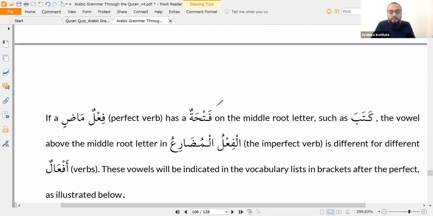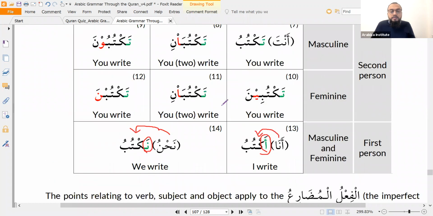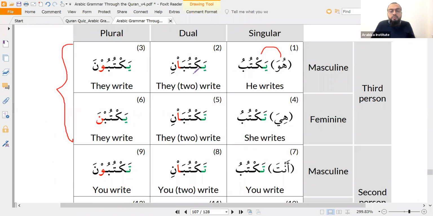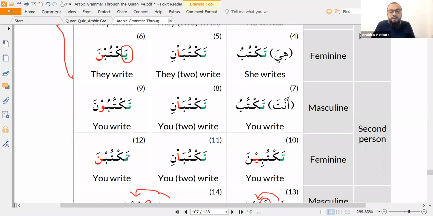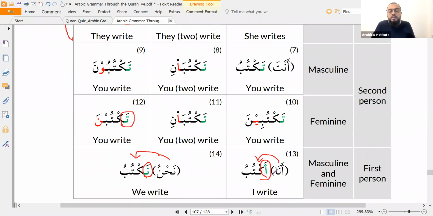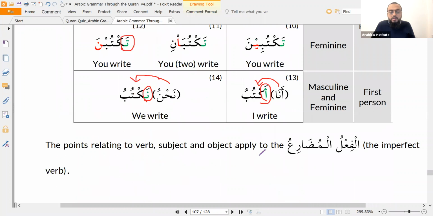Okay, let's just have a quick look at the conjugation of it. So you have yaktubu, yaktubani, yaktubuna, taktubu, taktubani, yaktubna. Here for the feminine, we had to change this ya back to this ta, because otherwise you'll get confused with this one, the second person. So second person, you have taktubu, taktubani, taktubuna, taktubina, taktubani, taktubna, and then aktubu, naktubu.